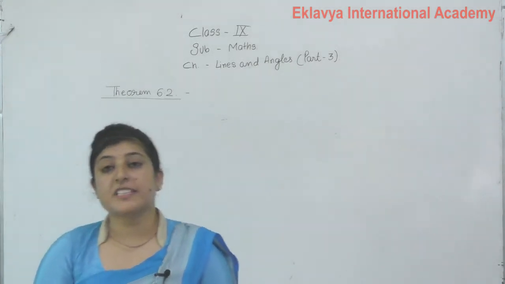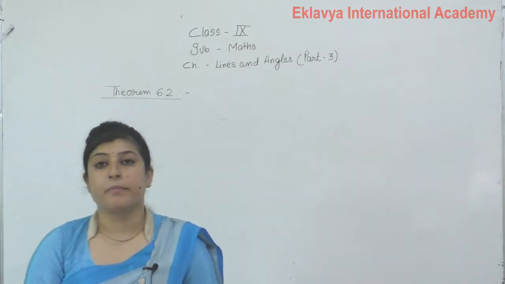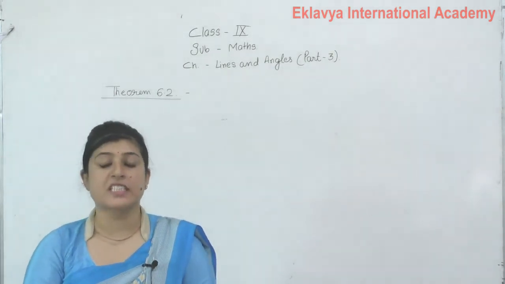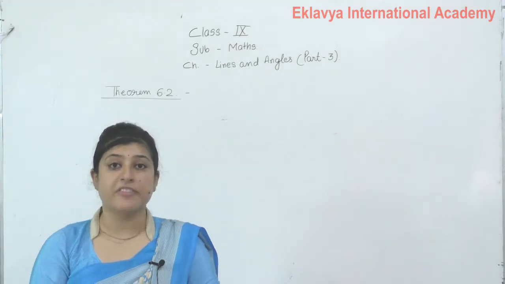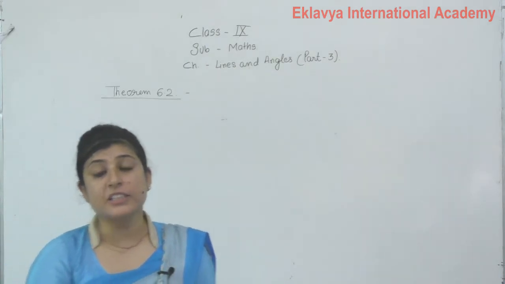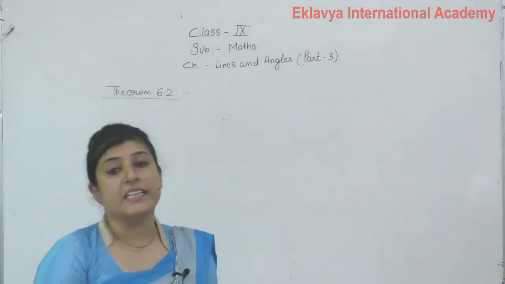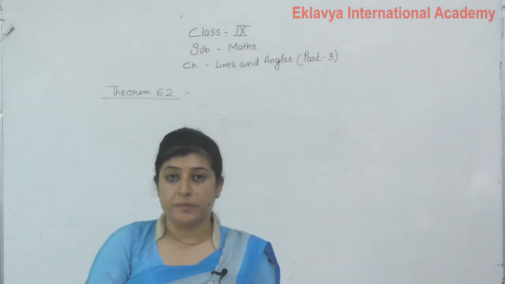Yes, in the previous lecture we discussed lines and angles. In part one we discussed the basic terms and definitions. In the second part, the remaining definitions and theorem 6.1. In the sixth chapter, lines and angles, there are a total of 8 theorems.